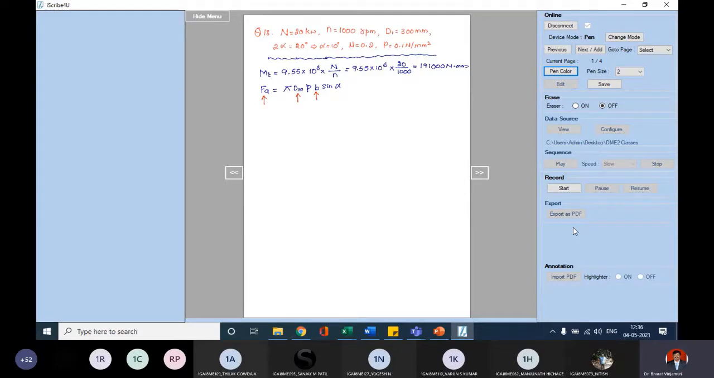Three values are unknown. But usually in the other problems, we assume that dm by b is equal to 6 and we solve. But in this numerical, you cannot assume the same thing. Can you tell me the reason why you cannot assume?